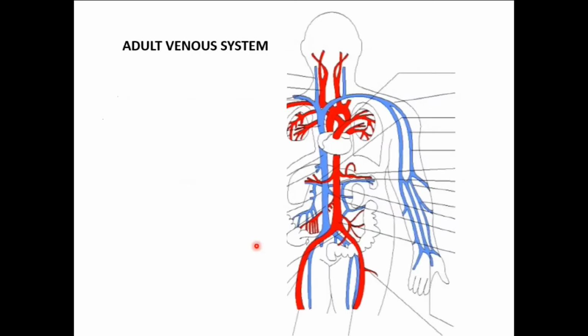Well, before going to the embryonic system of veins, let's look at the adult venous system. We have two large vessels, that is the superior vena cava and the inferior vena cava, opening in the right atrium, and the superior vena cava is draining the upper part of the body, or the upper extremities and the thoracic region and the head and neck region, including the brain.